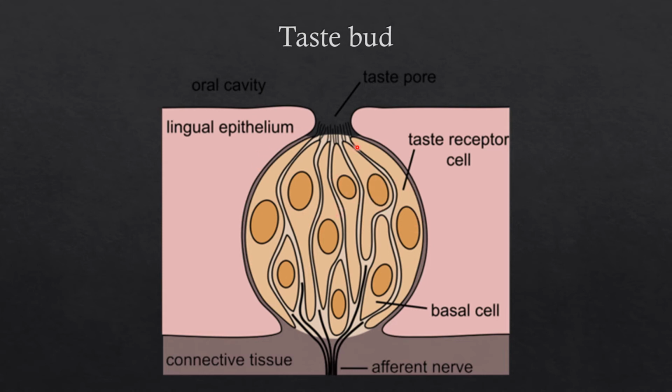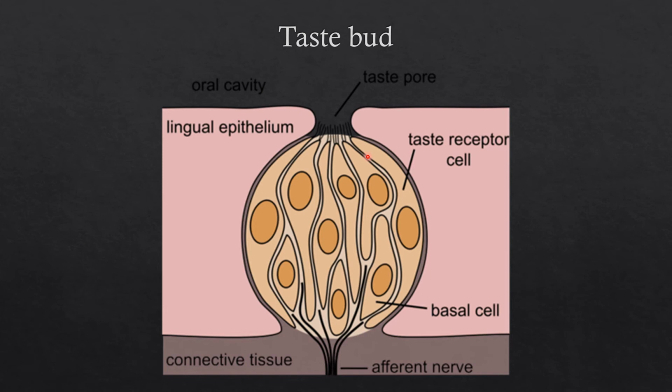And each taste bud is oval in shape and has a length of 70 to 80 micrometers and a width of 30 to 50 micrometers, and each taste bud exhibits a small opening onto the epithelial surface, which is called the taste pore or gustatory pore. Coming to cells of taste buds. So a taste bud has three kinds of cells. One is the receptor cell, the supporting cell, and the basal cell.